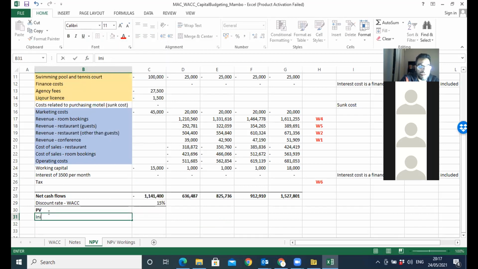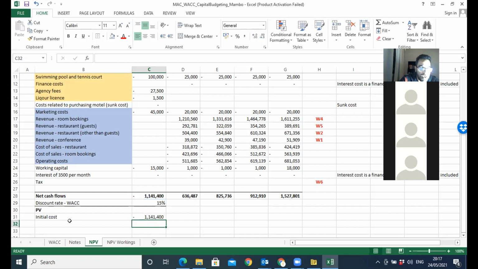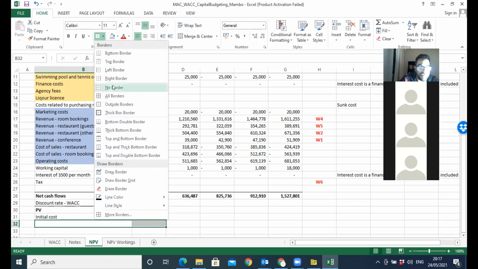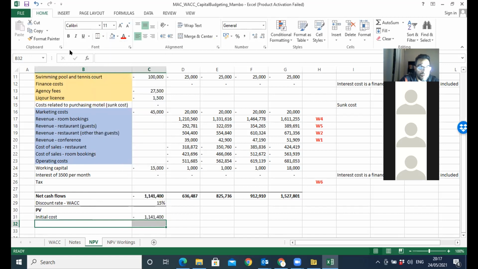Then we're going to deduct initial costs. Initial cost is simply going to be that year zero's amount. And then we will get NPV. Okay, so the reason why I have the initial cost over here is the way Excel does it.